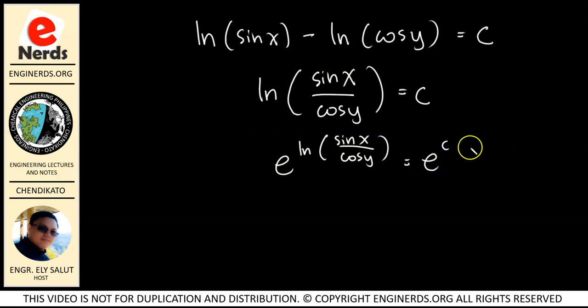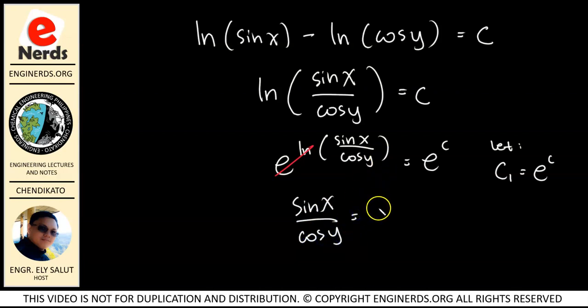Okay? So now I will let c1 is equal to e to the c. Okay? In order to express this ng mas madaling paraan. So this will be cancelled, yung ating e to the ln. So we know na ang may iwan sa atin dito is sine x over cosine y is equal to c1. Okay? So we can just rewrite this para mas mapasimplify yung ating answer into sine x is equal to c1 cosine y.